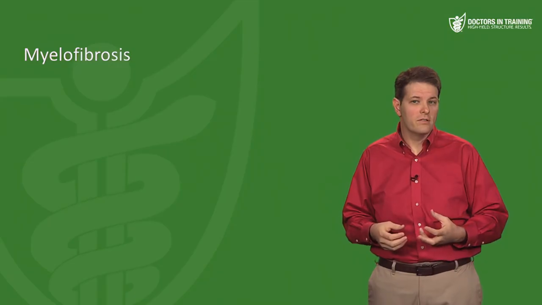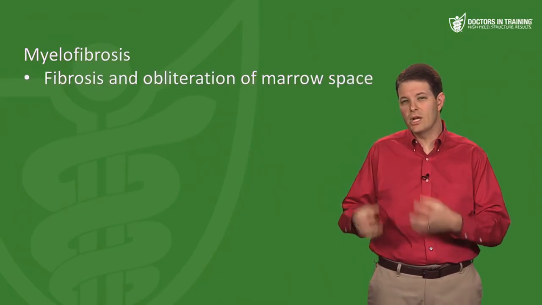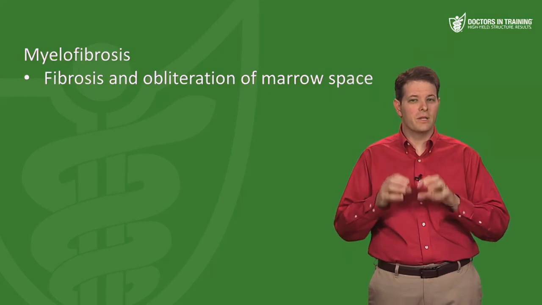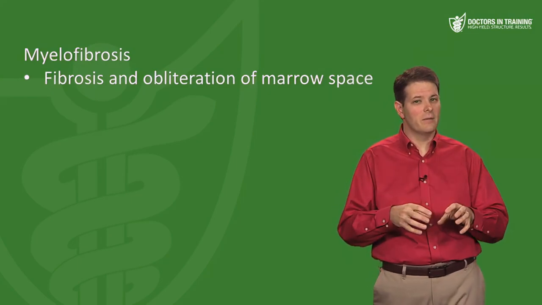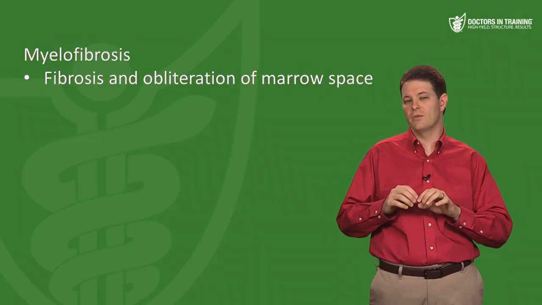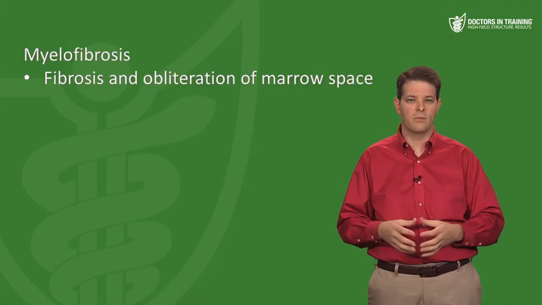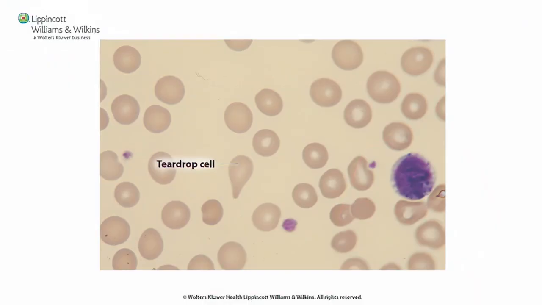And myelofibrosis is where you have fibrosis and obliteration of the marrow space. So if you're shown a picture of bone marrow that's infiltrated with adipocytes, we said that's aplastic anemia. But if you're shown a picture of bone marrow that's infiltrated with fibrotic tissue, that's myelofibrosis. The name is very descriptive. And we said earlier that myelofibrosis causes teardrop-shaped red cells.